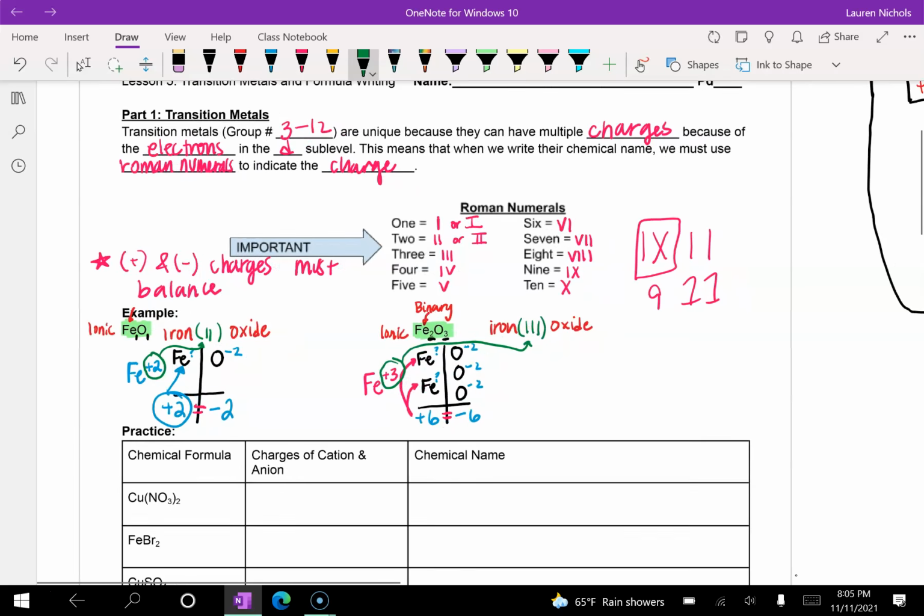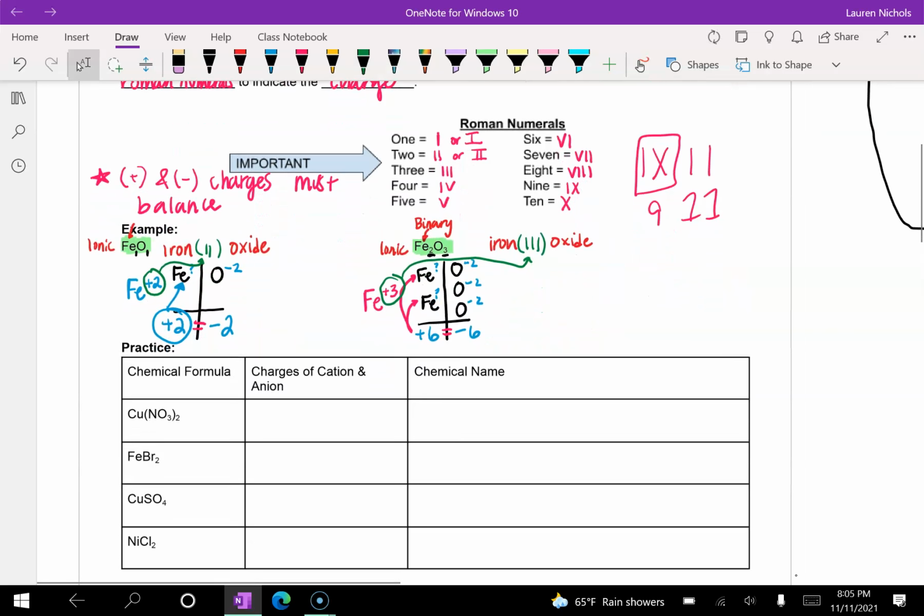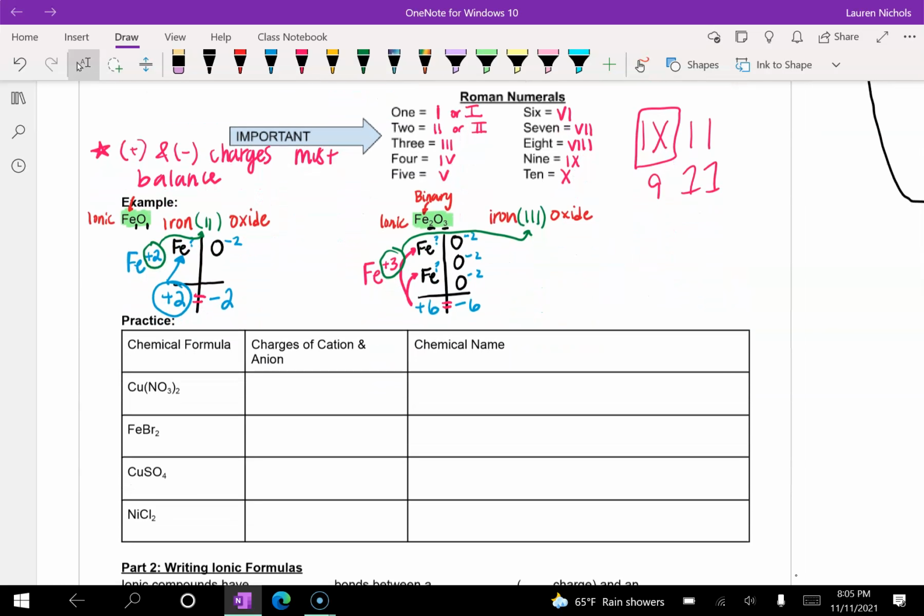So what you want to do is practice here, okay? For example, you would set up your charges. We'll do one more just because this one includes a polyatomic ion. Remember, when it's not binary, because we have copper, nitrogen, and oxygen, those are three different elements. That means there's a polyatomic ion, something on the back of your periodic table.